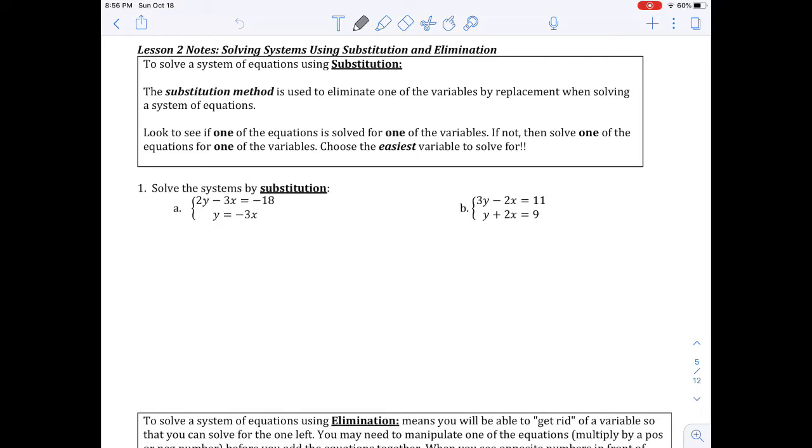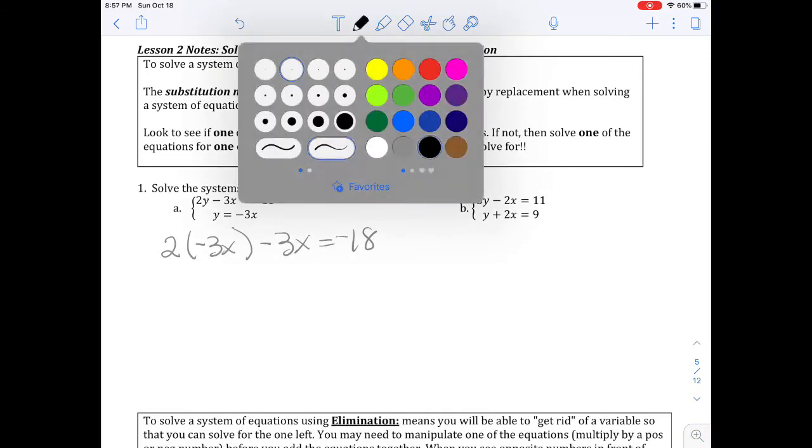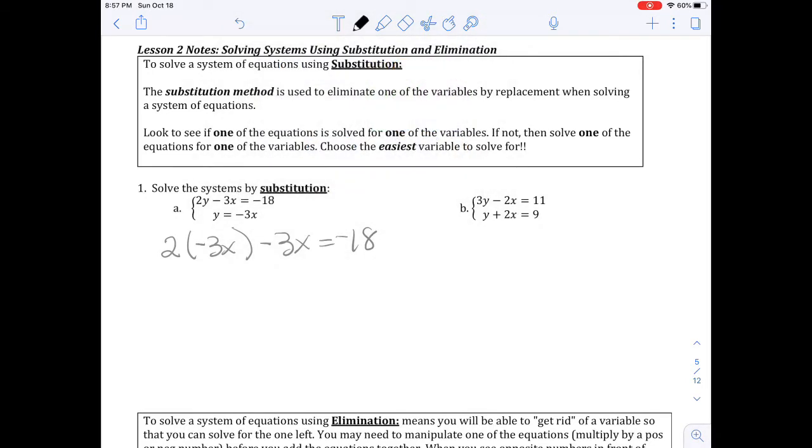Okay, so if you look in number 1, the second equation is already solved for y because it is written y equals negative 3x. And so to use substitution, we will go to the first equation, and in place of that y, we will substitute in negative 3x. So it would look like this: 2 parentheses negative 3x subtract 3x equals negative 18. And so now what we have is an equation with a single variable that we can easily solve.